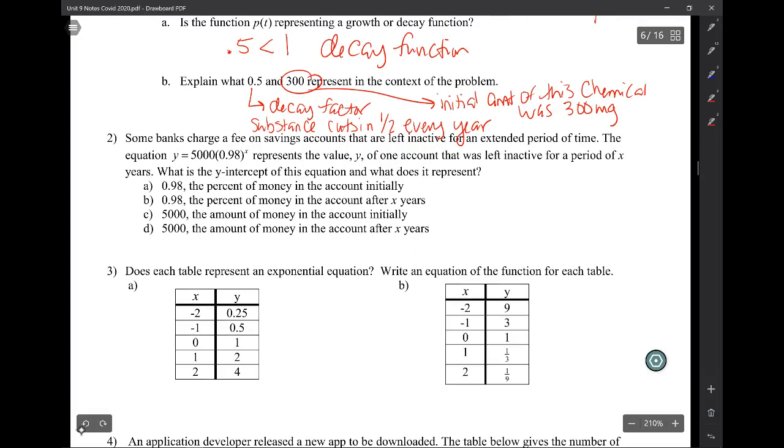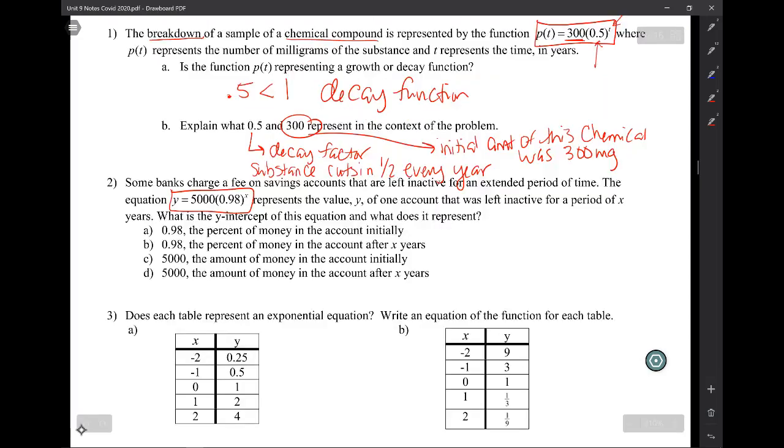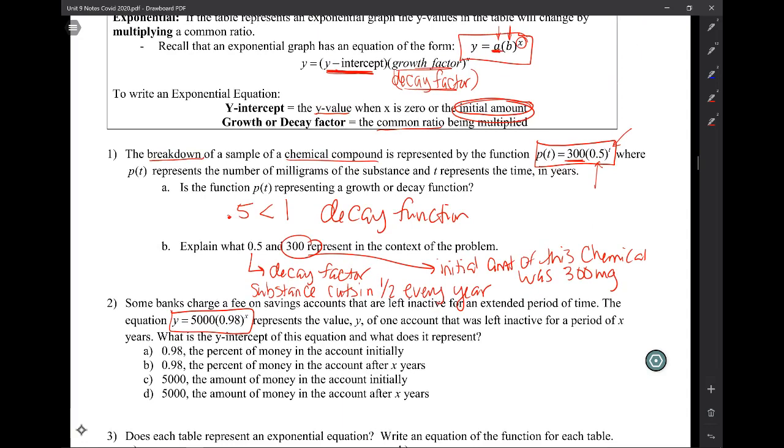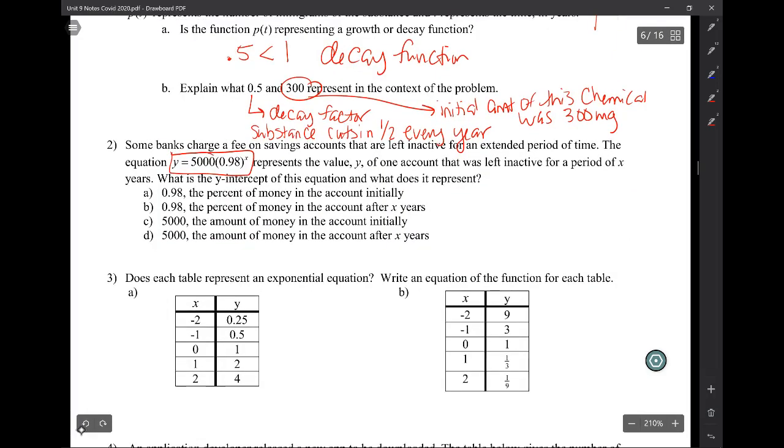Okay, so you can actually get a lot of information just by looking at the equation. So let's take a look at number 2. Some banks charge a fee on a savings account that is left inactive for an extended period of time. The following equation represents the value y of one account that was left inactive for a period of x years. What is the y-intercept of this function and what does it represent? So if you go back to the top of the page, we know that the y-intercept is that front coefficient. So that means our y-intercept is 5,000.